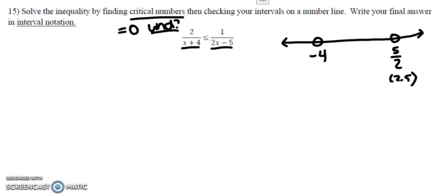The next thing that we want to do is start figuring out, well, where does this inequality become equal to 0? So we're looking for our equal to 0 situation. I'm going to start by subtracting the 1 over 2x minus 5 to the left side so I can start to find the other critical number. So I've got 2 over x plus 4 minus 1 over 2x minus 5.